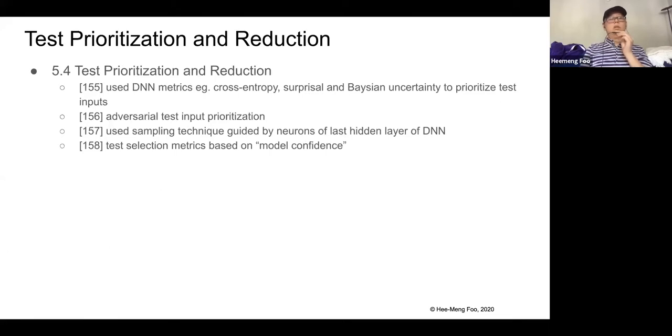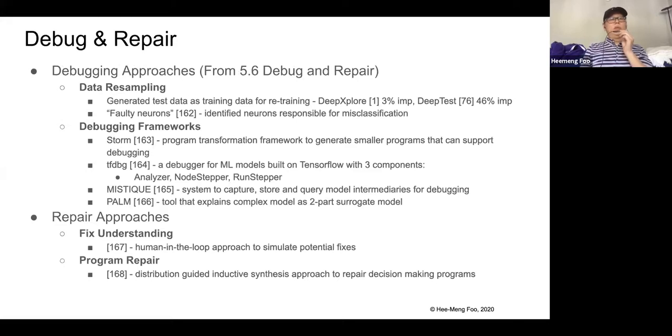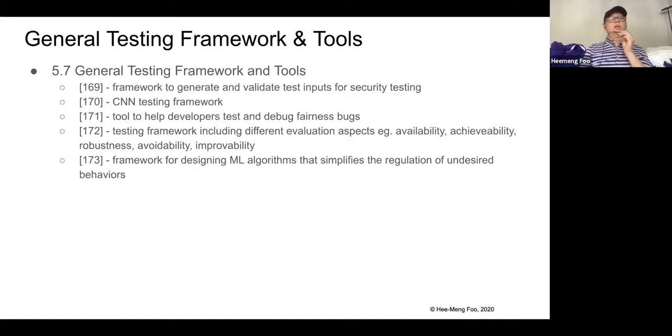Test prioritization and reduction. Okay, I'm going to skip, but basically you're talking about how do you prioritize and reduce the number of tests. Debugging approaches, I will skip this, but you can probably figure it out. So basically approaches to debug your neural networks or your machine learning algorithms, and then a whole bunch of debugging frameworks in there as well. Okay, repair approaches. Now, how do you repair the algorithm? Okay, general testing frameworks and tools. There are a whole bunch of them. I'm not going to go into them.